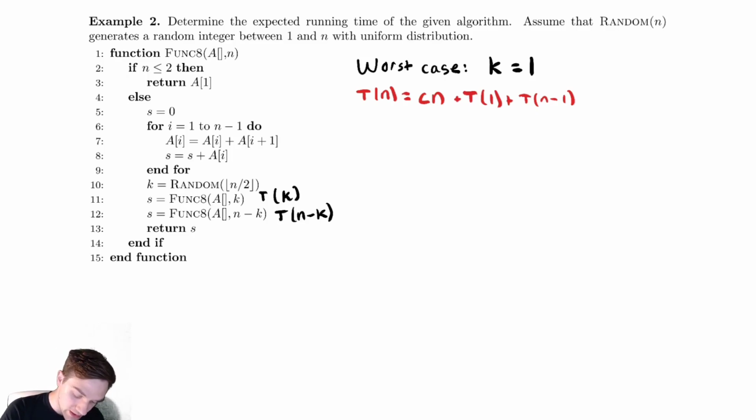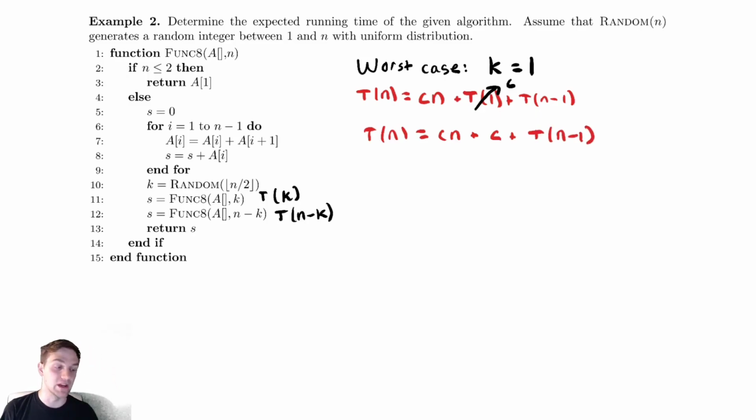We know one thing, which is that T of 1 is just c. So T of n is equal to cn plus c plus T of n minus 1. And we can solve this via substitution, but we might remember that this is very similar to the problem we've seen in the previous example. And I again leave this to you as an exercise to show that this is in theta of n squared.